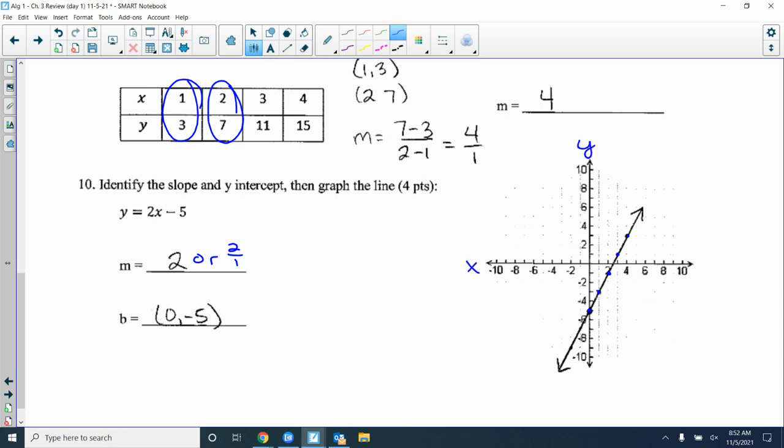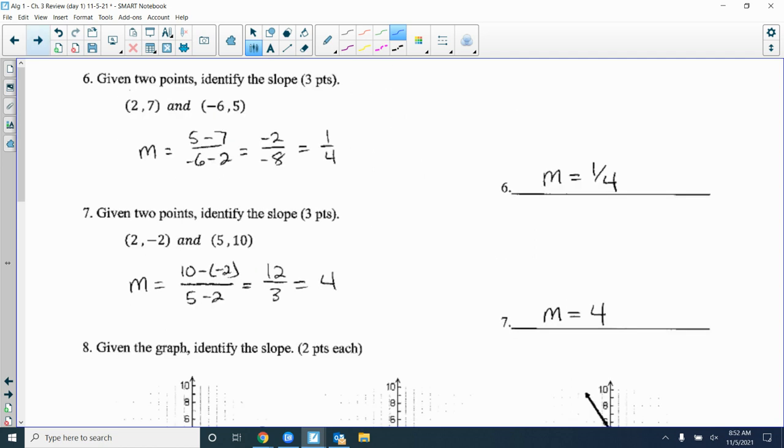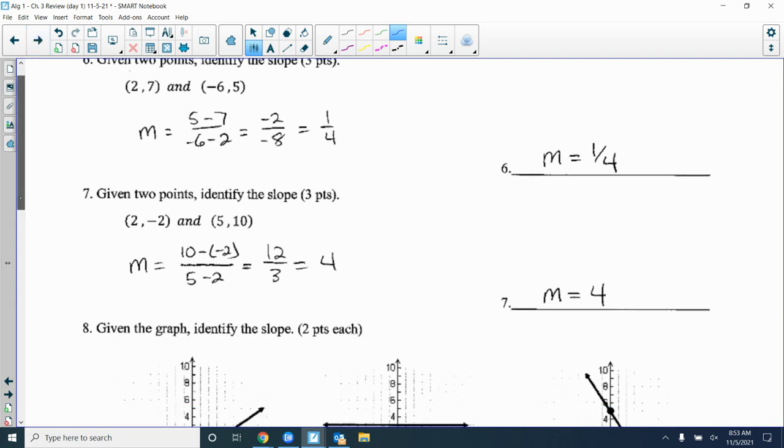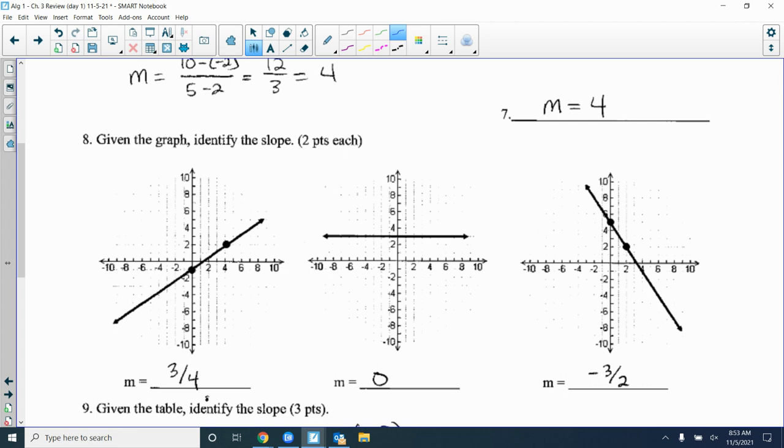All right, now for B, if you got quiz B, I get 5 minus 7, -2/8. If you missed them, fix them. Do that now so that you can have that to study from. I would suggest that's why we're going over it. I get 10 minus -2 is 12. 5 minus 2 is 3. I get 4. Reduces to 4. Here's my slopes here. Positive 3/4. 0, -3/2.